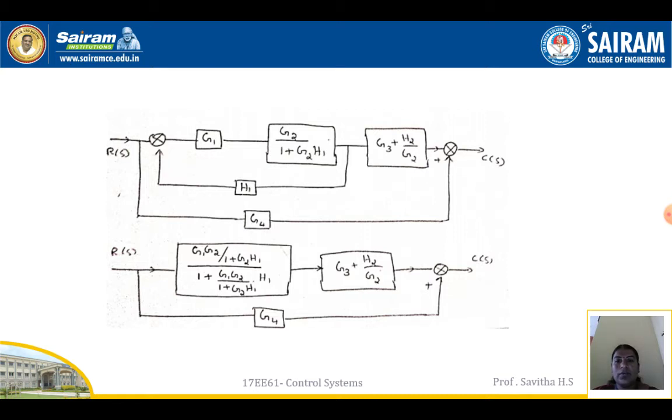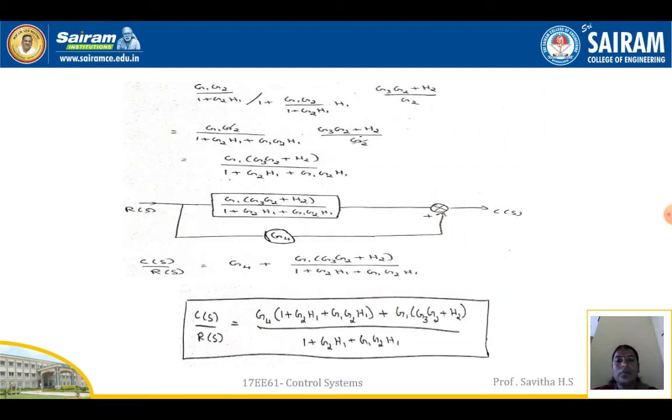So G1 G2 by 1 plus G2 H1, divided by 1 plus G1 G2 by 1 plus G2 H1 into H1, G3 plus H2 by G2. Now both are in series. Here both are in series, so G1 G3 by G2 plus H2 divided by 1 plus G2 H1 plus G1 G2 H1, and G4. Now both are in parallel, therefore G4 plus G1 G3 by G2 plus H2, 1 plus G2 H1 plus G1 G2 H1. C(s) by R(s) is equal to G4 into 1 plus G2 H1 plus G1 G2 H1 plus G1 G3 by G2 plus H2, divided by 1 plus G2 H1 plus G1 G2 H1.